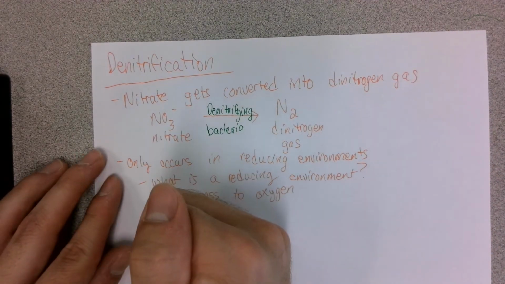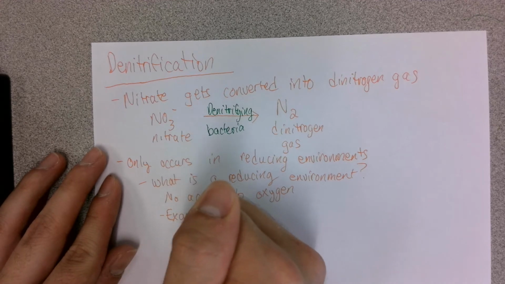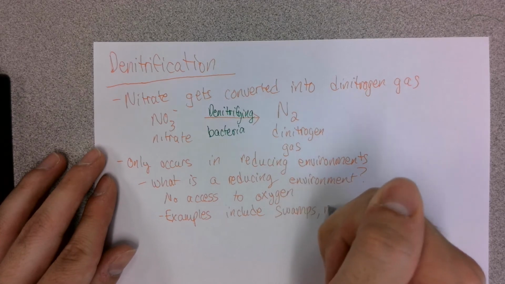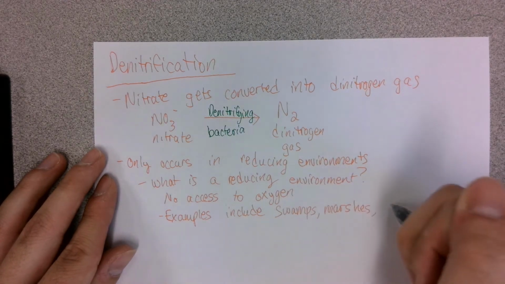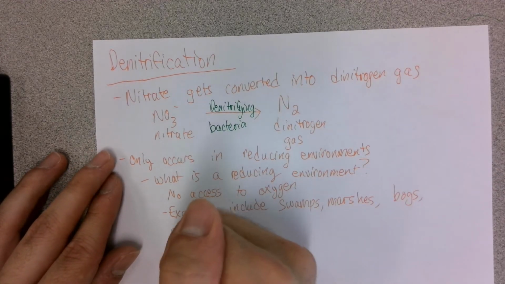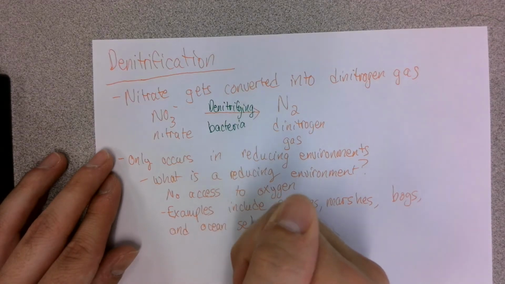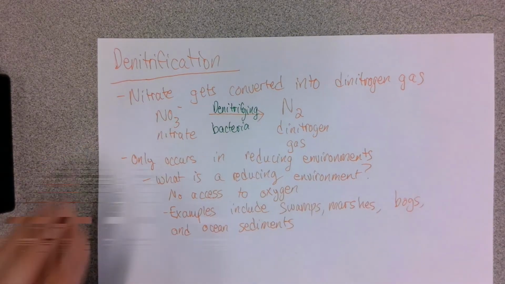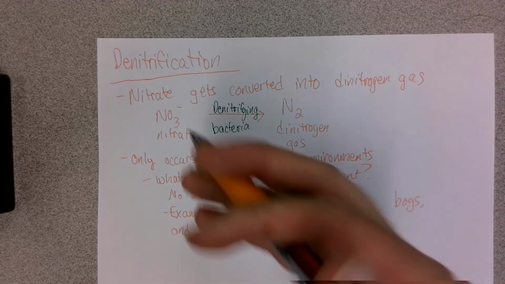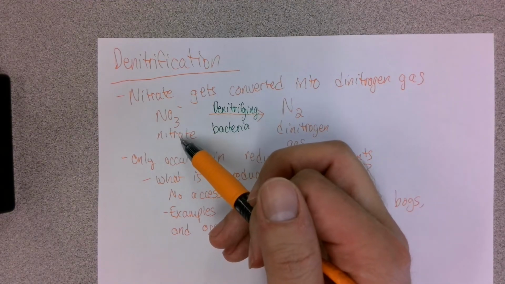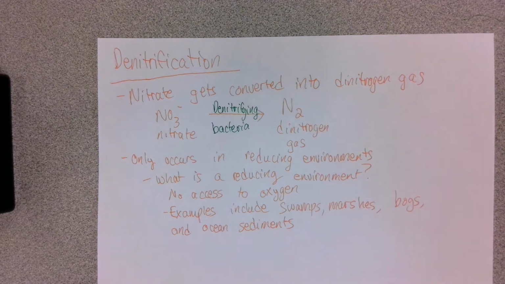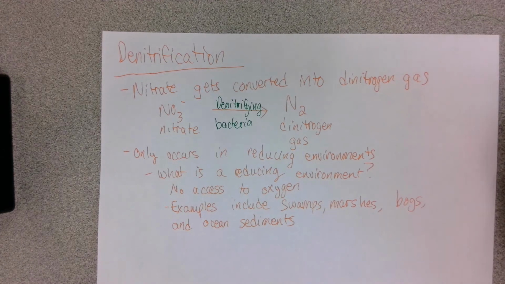Alright, so examples include swamps, marshes, bogs, really anything that's swampy. And I'm going to put ocean sediments here as well. So we've got this whole process of denitrification, and the denitrification process is basically taking the NO3 nitrate in the soil and converting it back into the N2, which is dinitrogen gas, which then just goes up into the atmosphere to join the rest of the 77% of Earth's atmosphere.